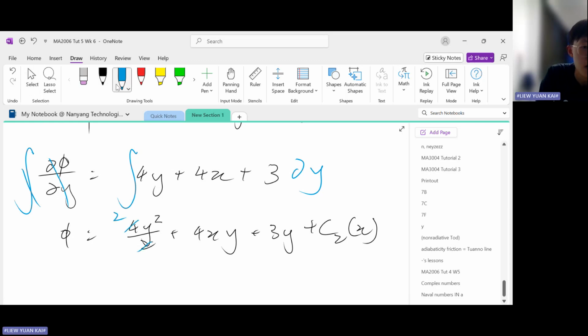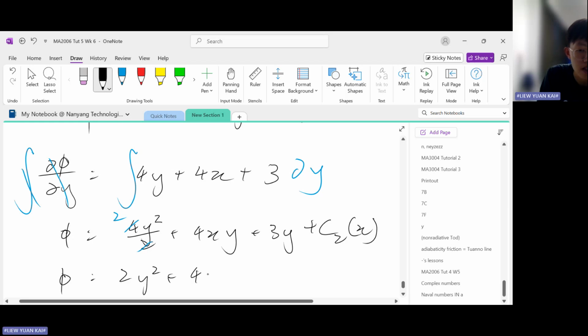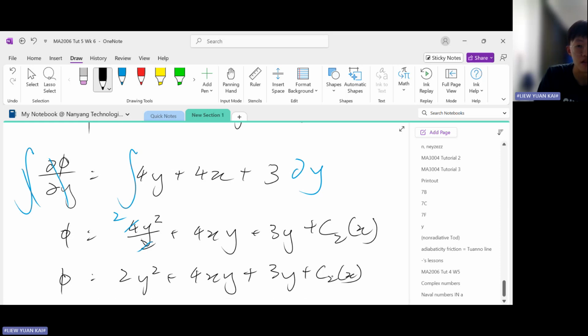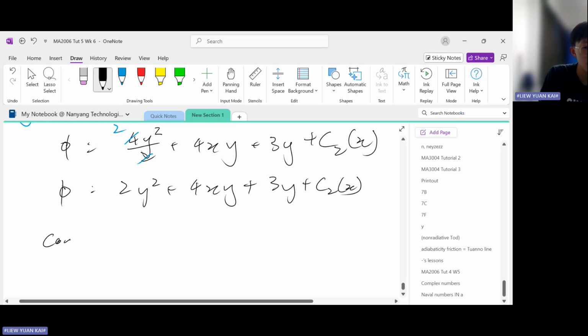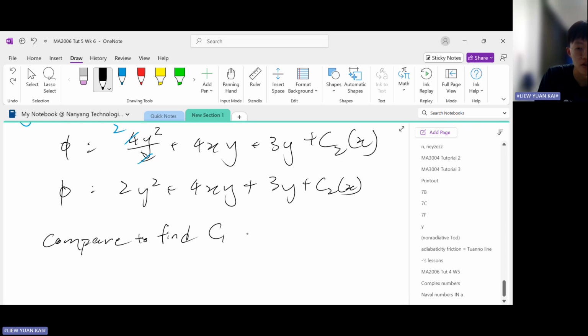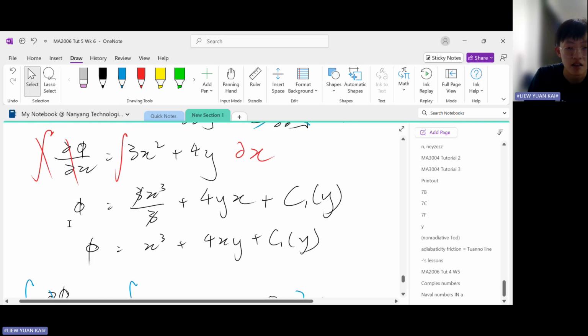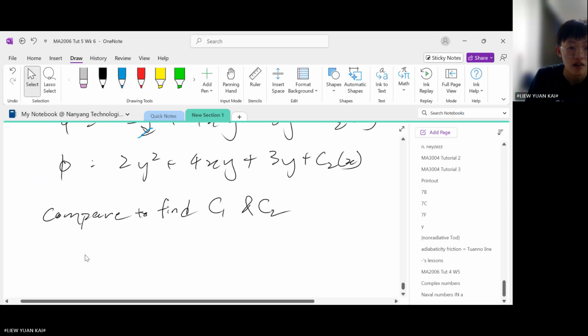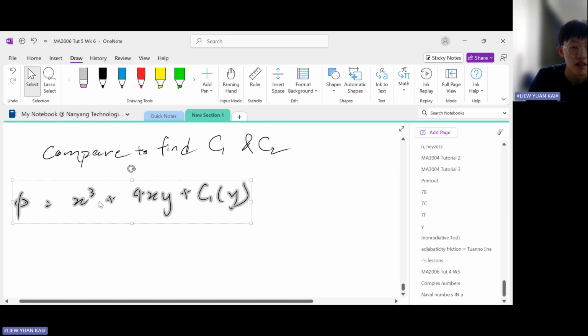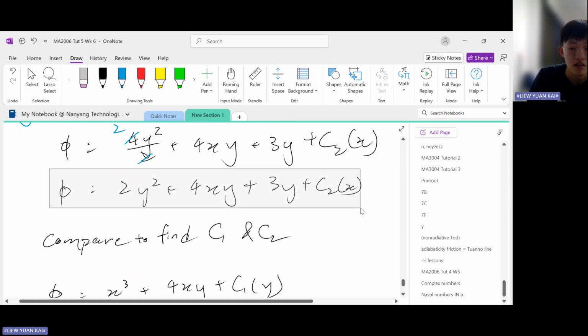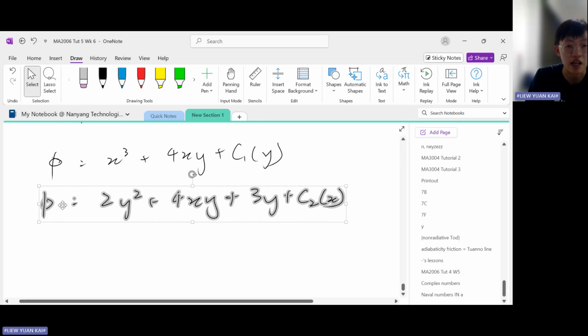Okay, now simplify. 2 and 4 can cancel to become 2. You are left behind with 2y squared plus 4xy plus 3y plus c2x. Okay, now we need to compare to find c1 and c2. Remember, the arbitrary functions are unknown, so we need to find them. So take the two results that you obtained, copy, paste, and this one also. And then play a game of matching.